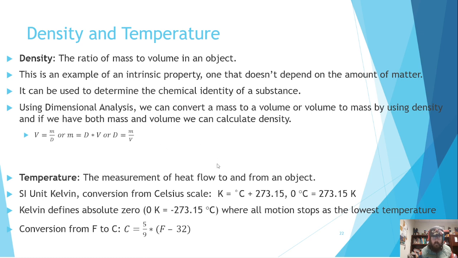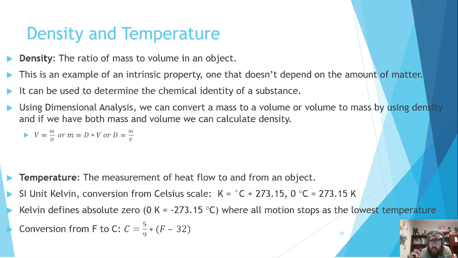The last couple slides, density and temperature. 2 equations that we will see. I will give you these equations when it comes test time, but we should be able to use them. Density is simply the ratio of mass to volume in an object. It's an intrinsic property. It doesn't depend on the amount of matter. A lot of cork or little cork will still float because it has the same density. 1,000 pounds of cork will still float.